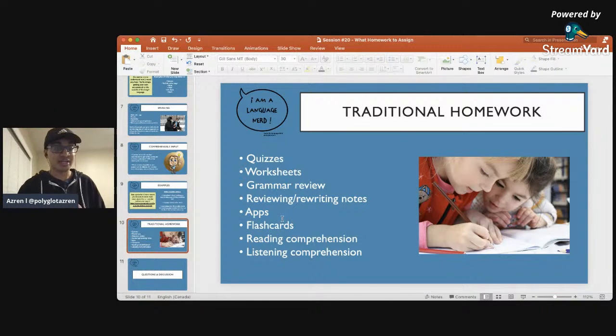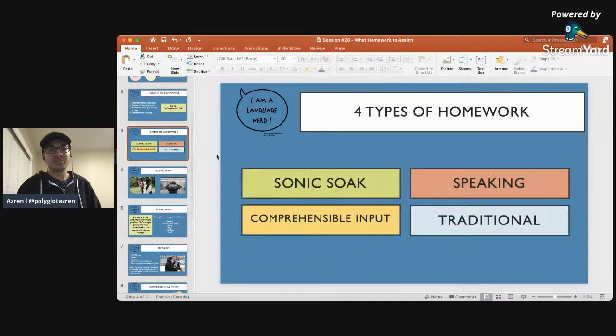I'm not against doing it. I think it's very useful. I personally do very traditional styles and strategies. I have nothing against it. I think it's really, really good. I just think that it can't be the only thing you do. You've got to have a good mix of doing some sonic soaks, speaking, comprehensible input, and of course your traditional homework.